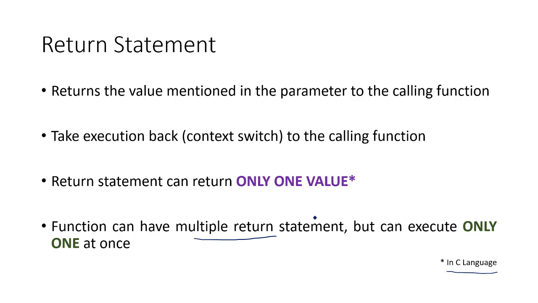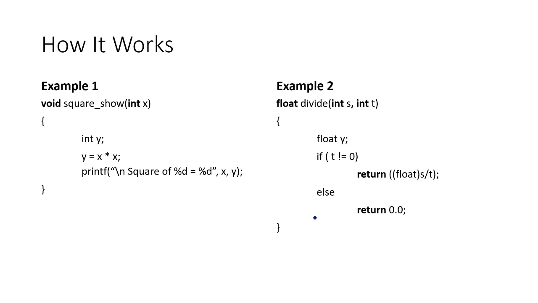So, as we have already mentioned, we are going to elaborate those two examples with some assumptions. The first example, let us take the main function is calling the square show function. So the main function is calling the square show function, which I have mentioned with SS, with the value 5.